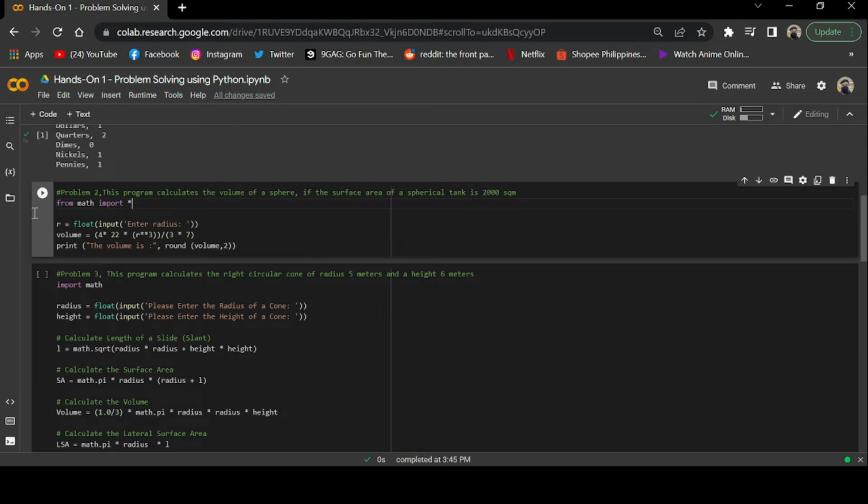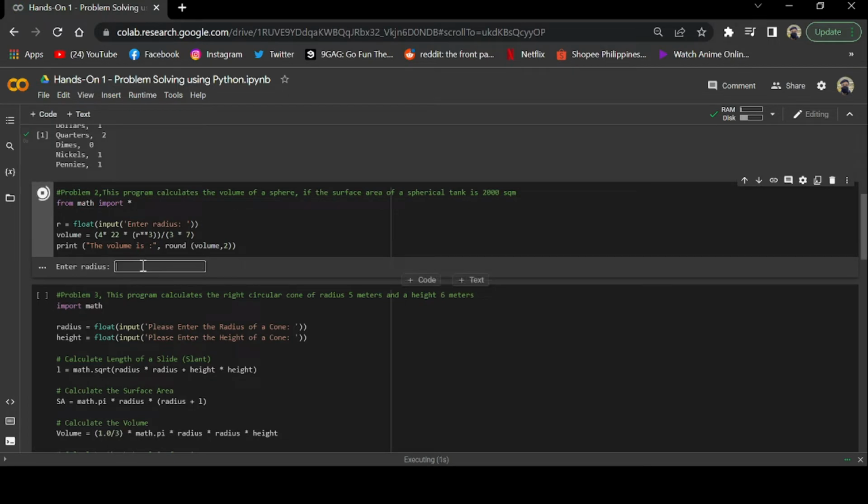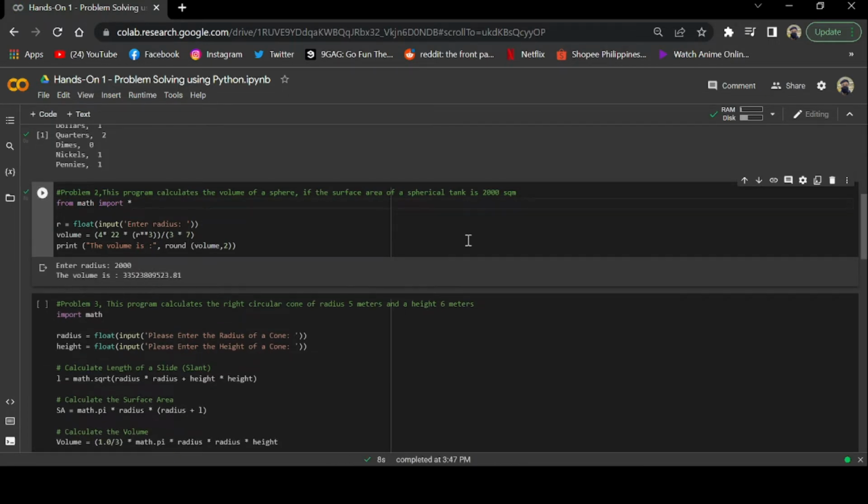So let's try to run this code. Let's enter the radius of the spherical tank, which is 2000 square meters. Enter. So the volume is quite large, quite huge, but I have a written set of solutions here. The formula of volume is 4 over 3 pi r squared. So that's the volume of a 2000 square meter spherical tank.